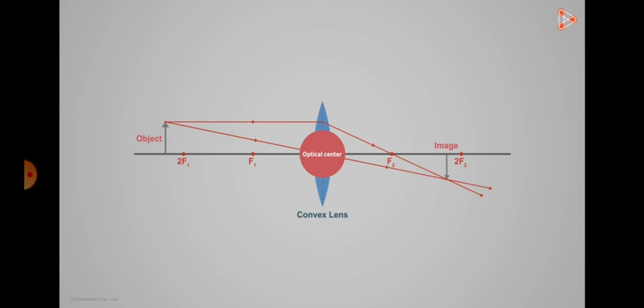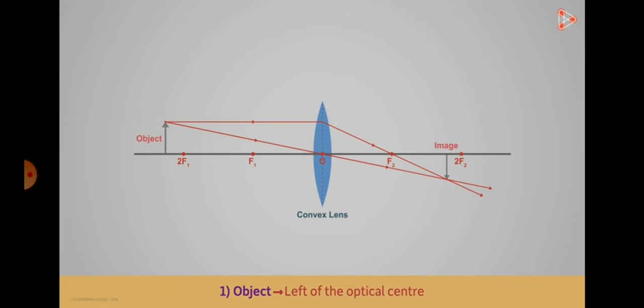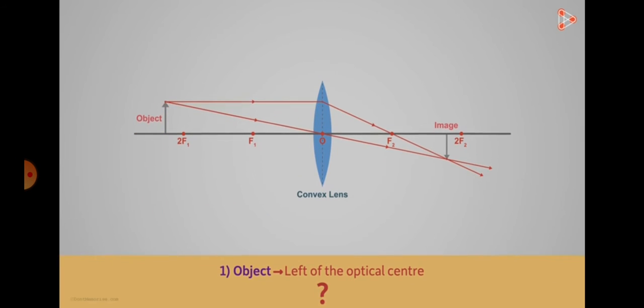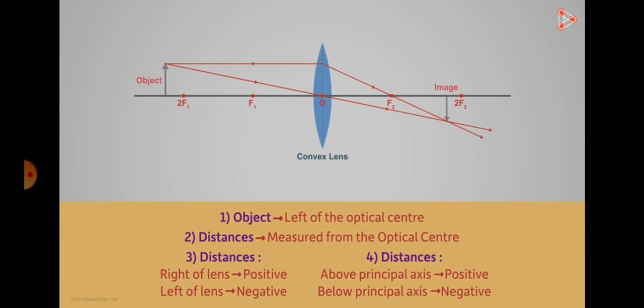Again, consider a convex lens, measuring from the origin to the object. The object is always kept at the left of the optical center, so the object distance is measured as negative. Distance is measured from the optical center, and since the object is kept on the left side, the object distance is negative. This is your first and second rule.